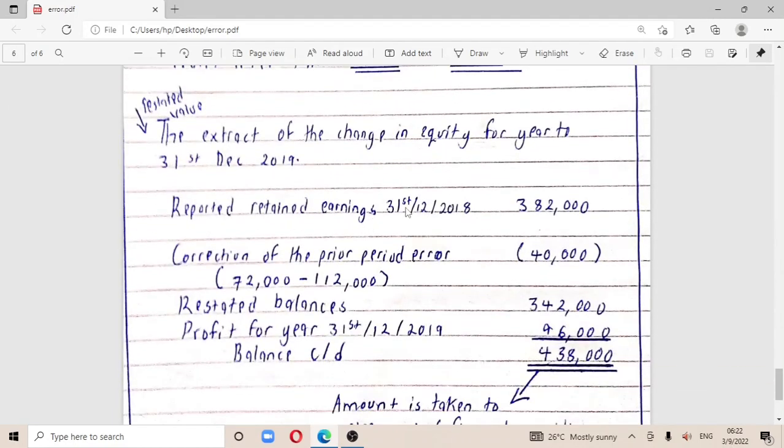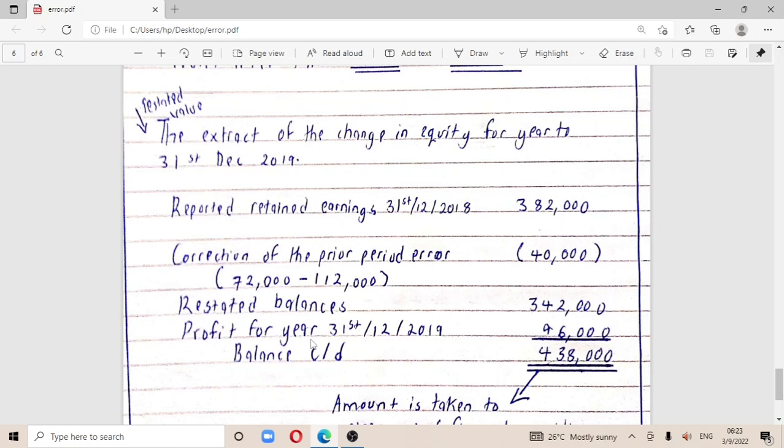So when I come here, reported retained earnings at 31st December 2018 are going to be 382,000. And then I say correction of the prior period error, remember the figure changed from 112,000 to 72,000. So I'm going to subtract the difference from this figure, so that I get the restated balances. I subtract because the figures were previously overstated, so I need to reduce the reported retained earnings by this amount to remove the overstated figure, and then I get my new restated balance.